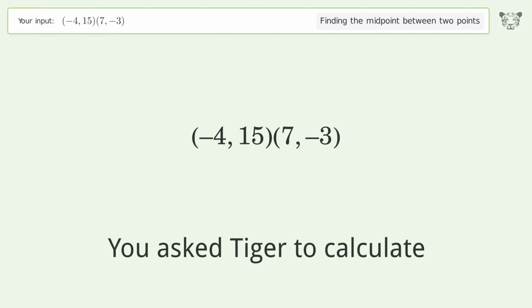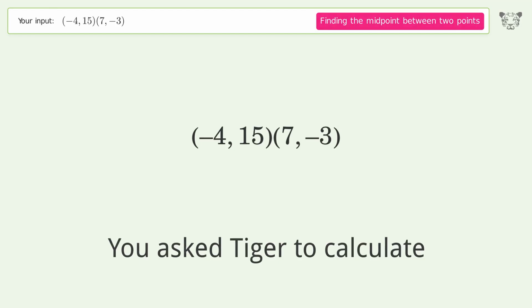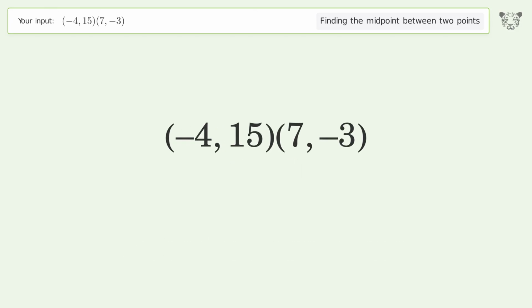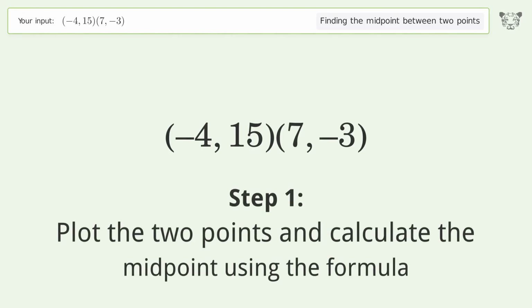You ask Tiger to calculate. This deals with finding the midpoint between 2 points. The midpoint between the 2 points is 1.56. Let's solve it step by step. Plot the 2 points and calculate the midpoint using the formula.